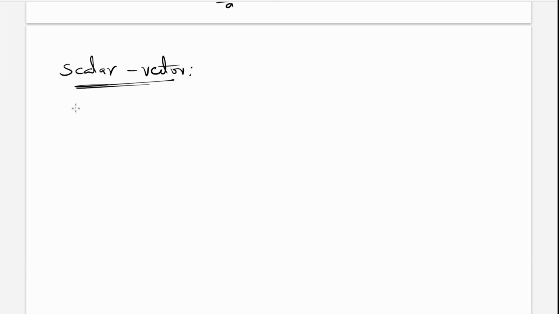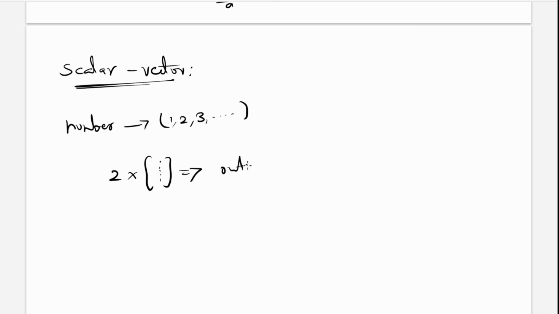So we're going to cover something known as scalar vector multiplication. So what do you mean by a scalar? A scalar is just a number, like 1, 2, 3, all the way on. It's just a number, and we simply multiply it with a vector, and we get our output. It's as simple as this.